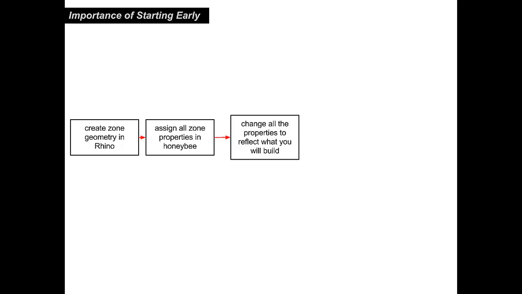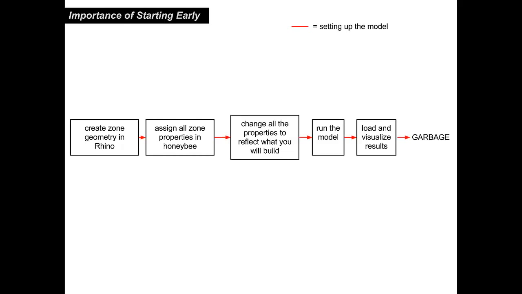Then you'll change all the properties, because you'll have default properties, but you'll have to change all of them to reflect what you will build. And then, after you've got that, you're ready to run the model and you load and visualize the results. A lot of people say, okay, that's energy modeling. That's what we have to do in our design process. But the reality is that almost any time, the first time that you run through this process with your energy model, almost certainly you're going to get garbage out of the result.